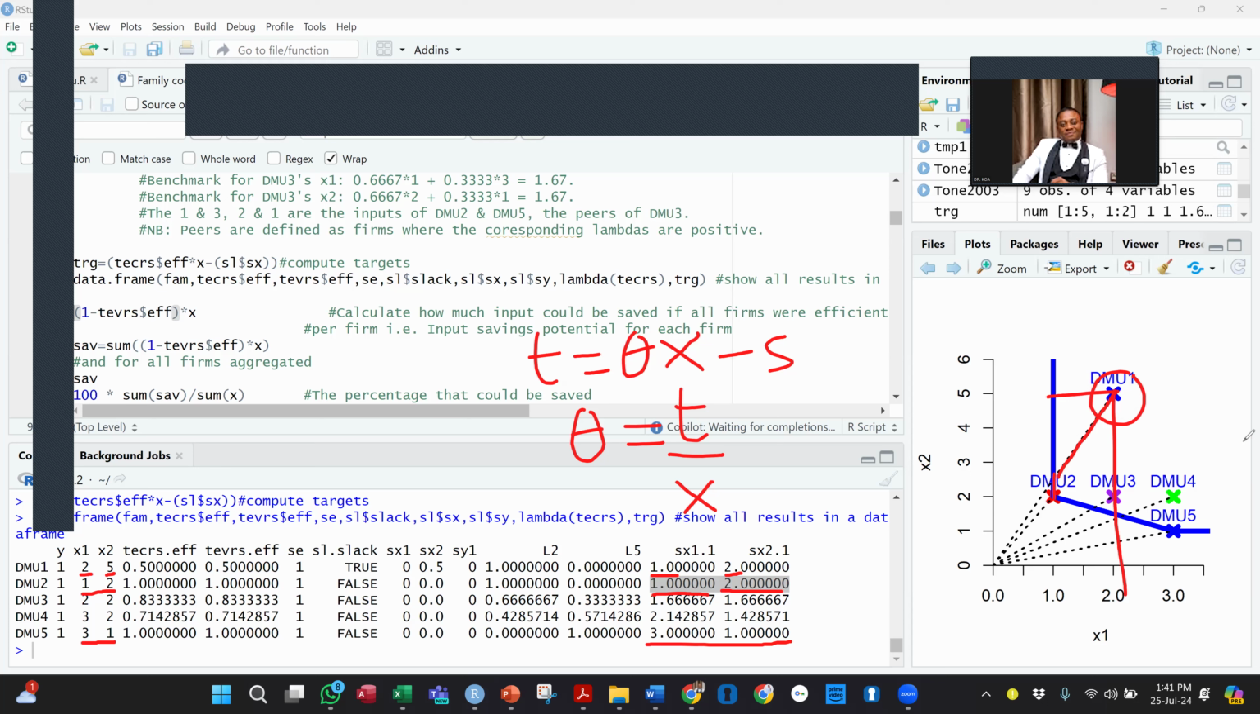X1 was 2, but it's supposed to be 1. And you can see that here. This is X1. As it stands at the top, there is 2. So it's supposed to come down to what? 1. That's it. And then X2 was 5.